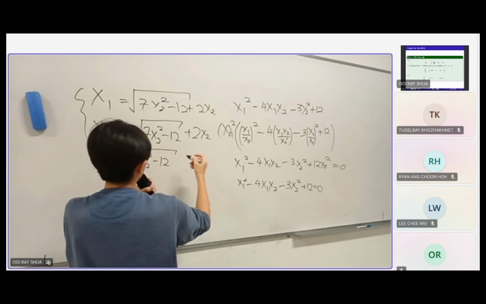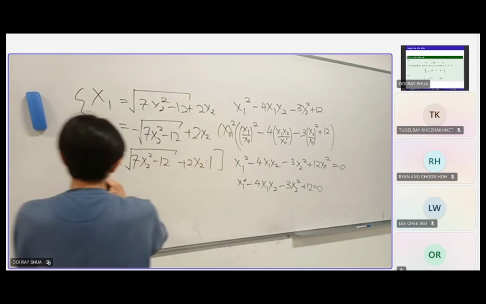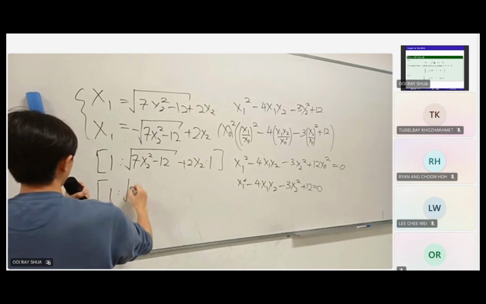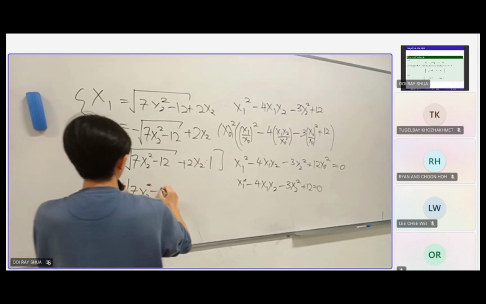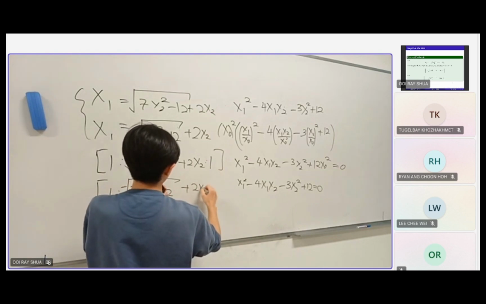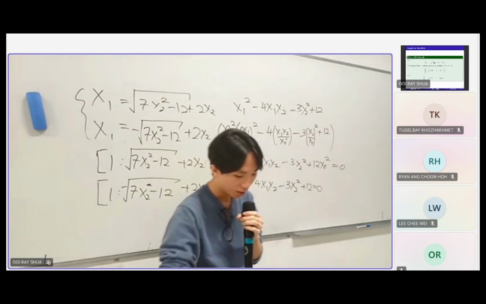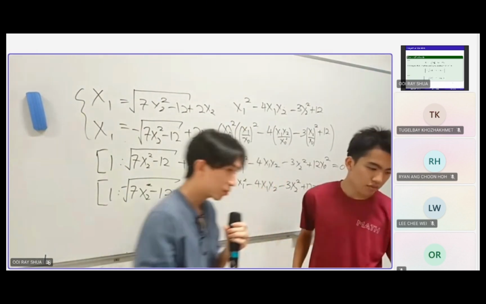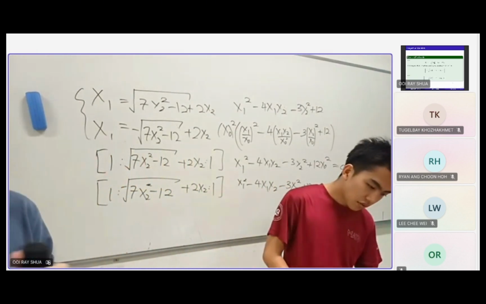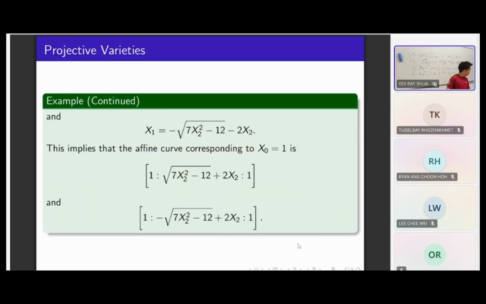Yeah, you guys want to see in the thing? 7x squared minus plus 2x2. Yeah, hey, you come. Thank you. First coordinate is actually, oh, no, this is the x0, x1, x2. Yes. Please speak.